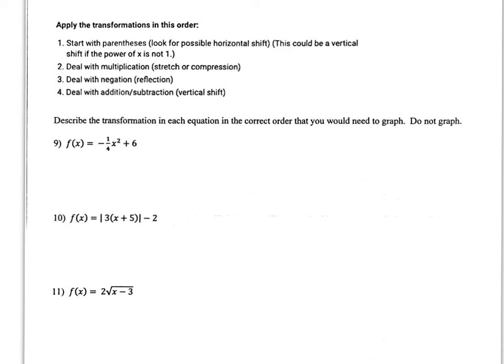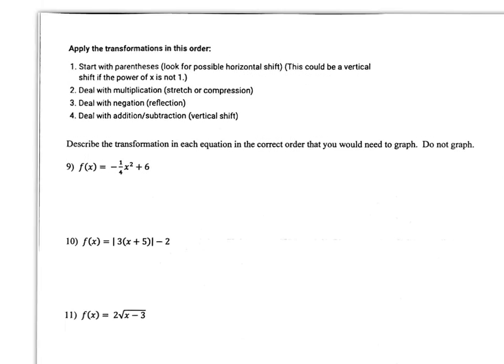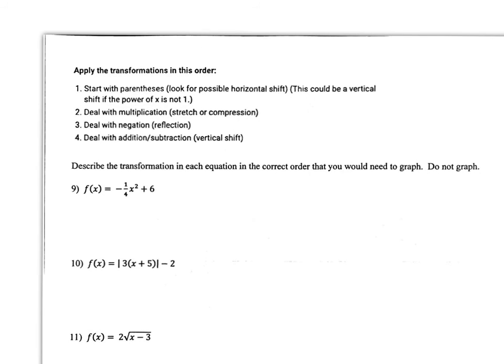Now, as far as the transformations go, if you have to draw the graph, and you will, without the calculator, this is the order that you have to graph it in. Otherwise, the graph could turn out to be incorrect. It could be in the wrong quadrant, or it just could be an incorrect graph. So this is the order.